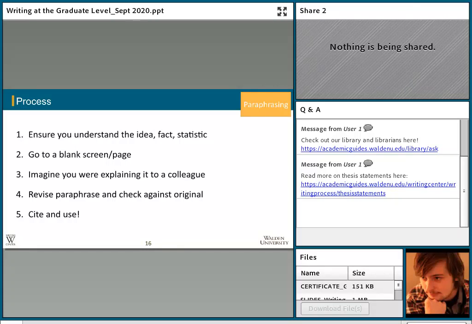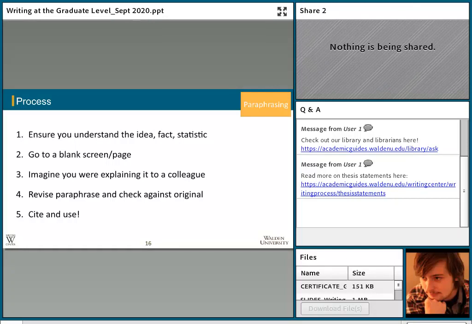You don't want to take a bit of source material and kind of make it say what you need it to say, to kind of be casual about it. It needs to be fair and accurate to the author's actual point. Second, go to a blank page, a blank screen.